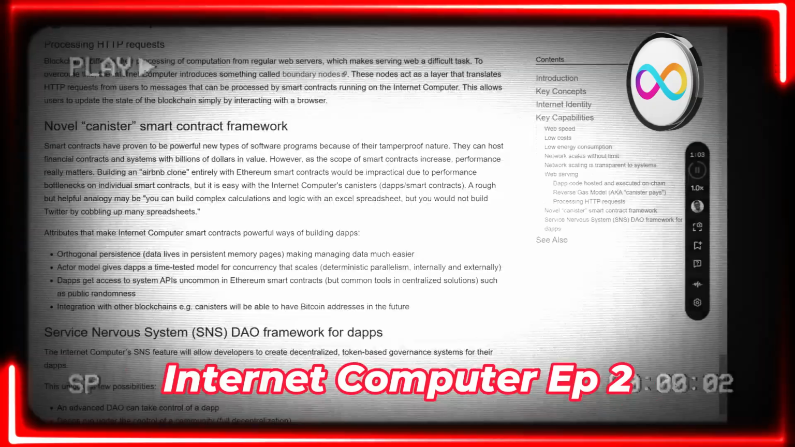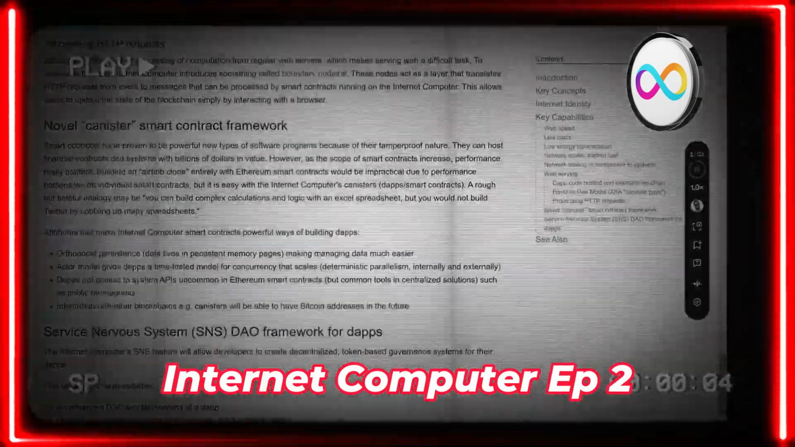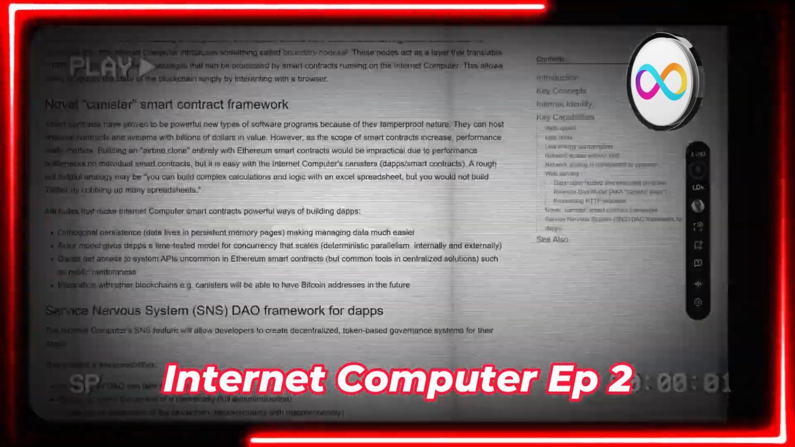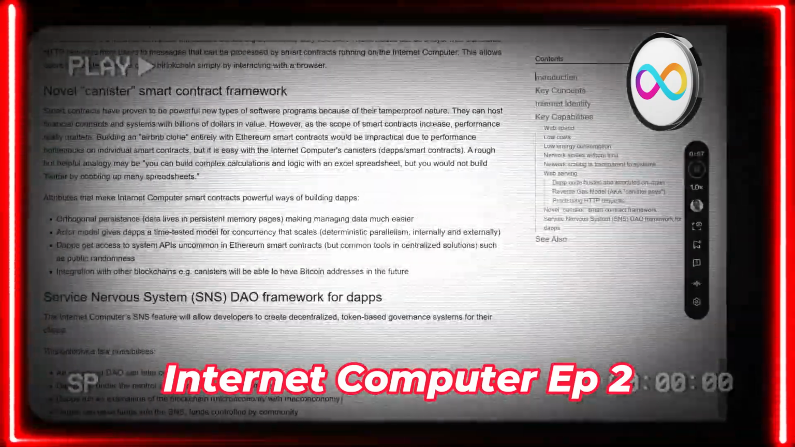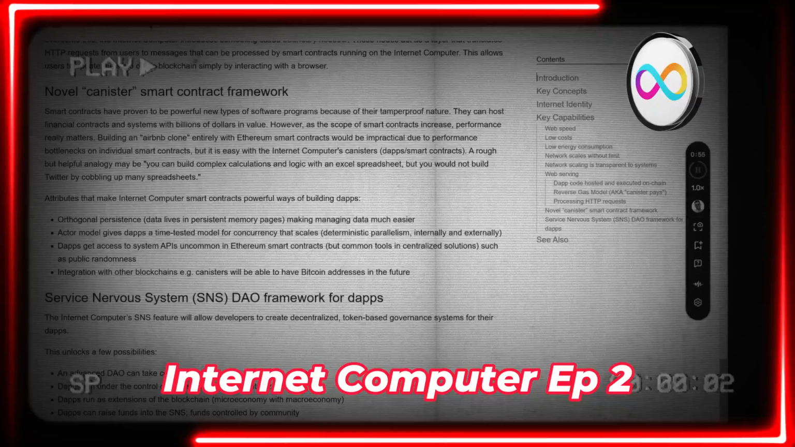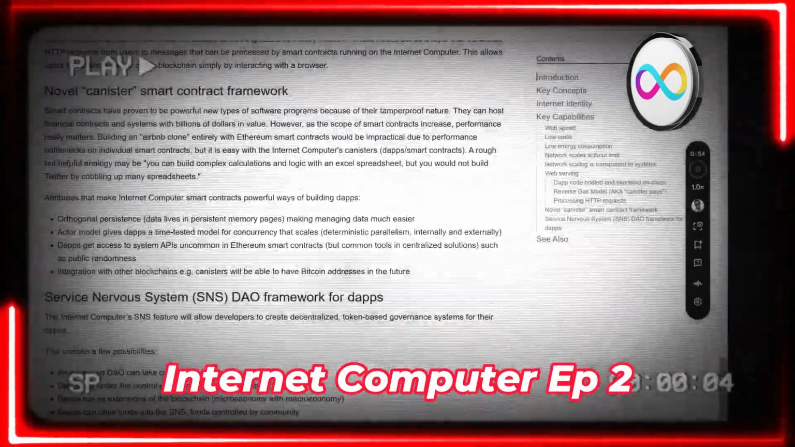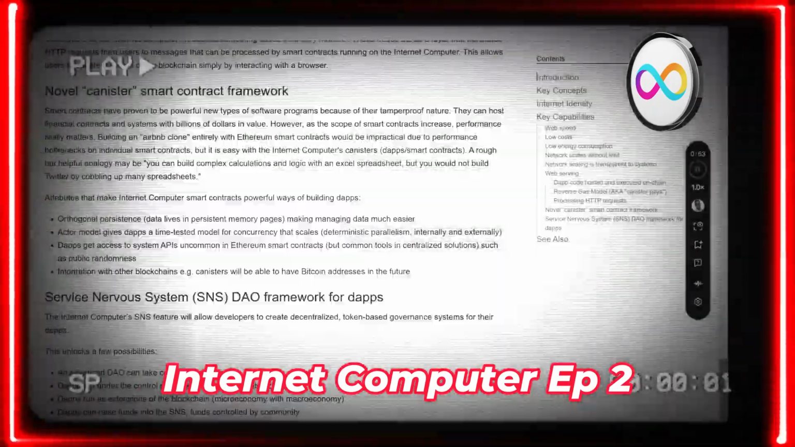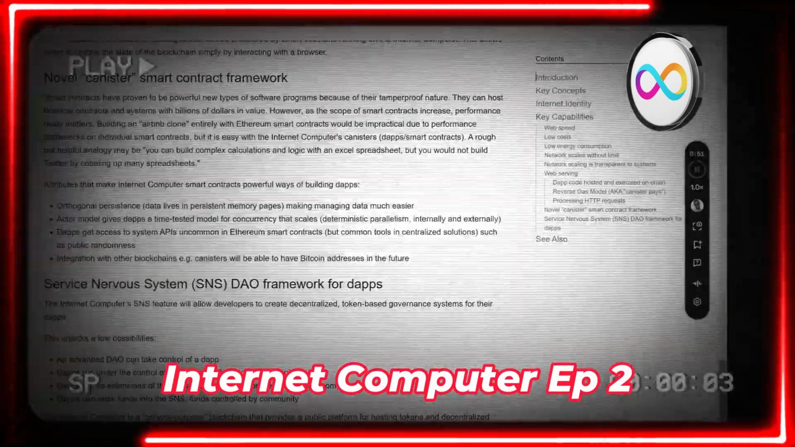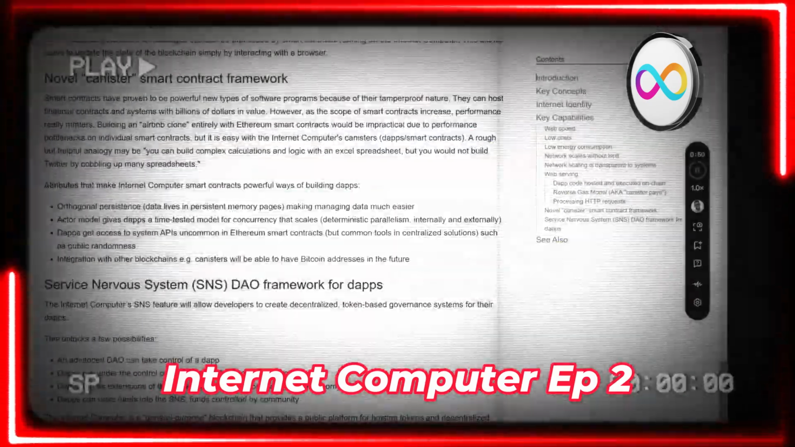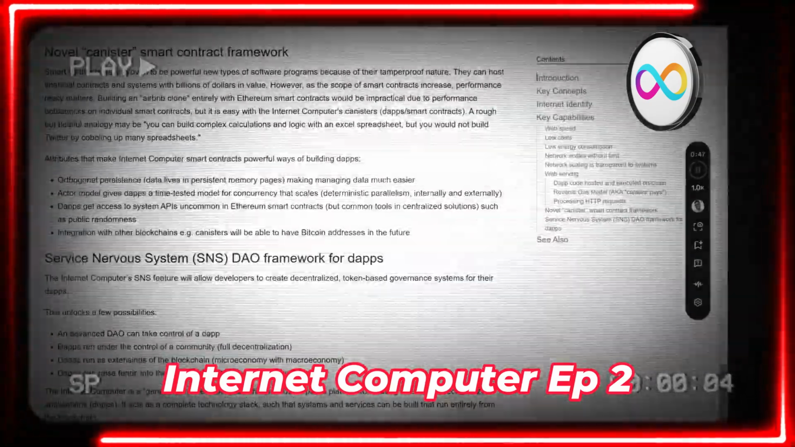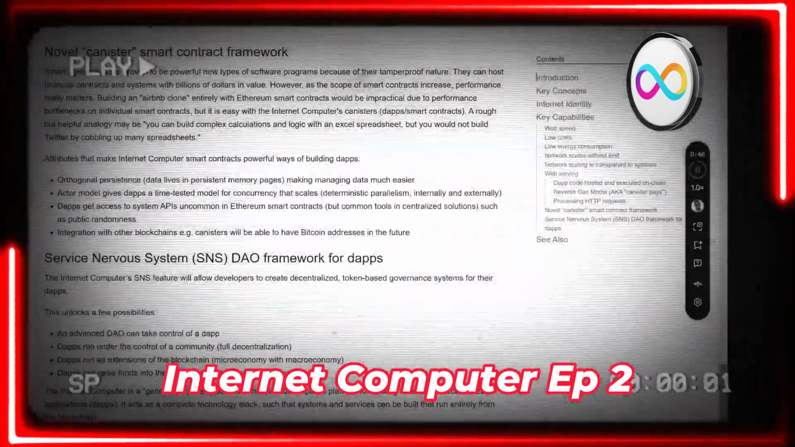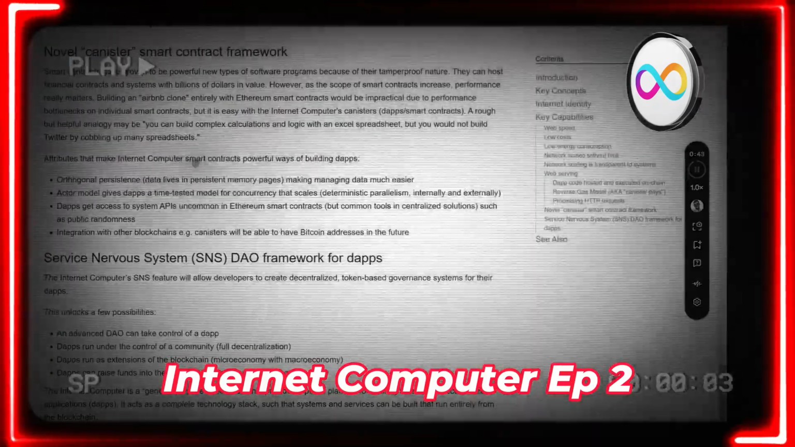Attributes that make Internet Computer smart contracts powerful ways of building dApps. Orthogonal persistence: data lives in persistent memory pages, making managing data much easier. Actor model gives dApps a time-tested model for concurrency that scales deterministic parallelism internally and externally. dApps get access to system APIs uncommon in Ethereum smart contracts, but common tools in centralized solutions, such as public randomness. Integration with other blockchains, for example canisters will be able to have Bitcoin addresses in the future.